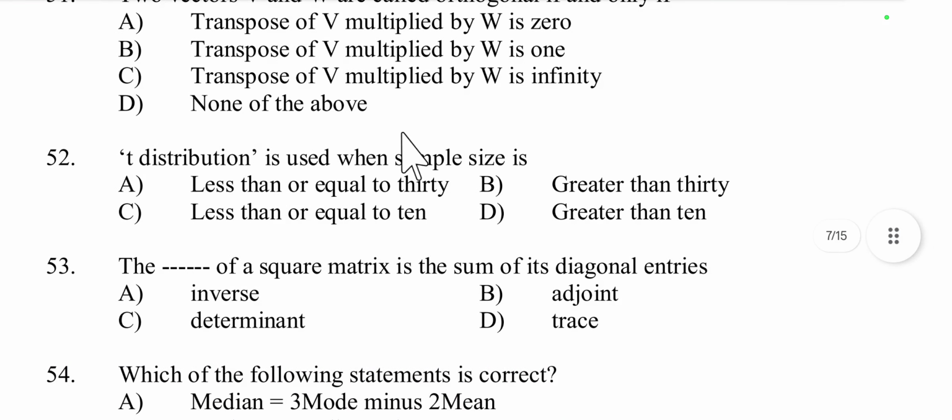Then question 52. The t distribution is used when the sample size is less than or equal to 30, greater than 30, or less than or equal to 10 or greater than 10. So the t distribution is used when the sample size is less than or equal to 30. Option A is the right answer.